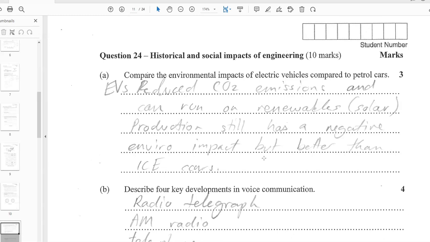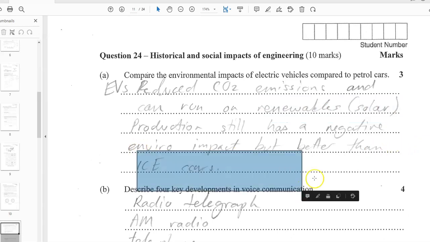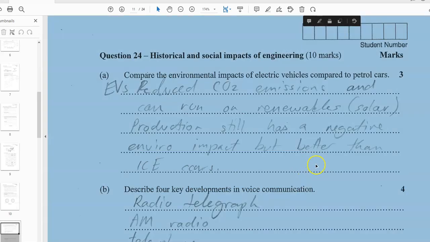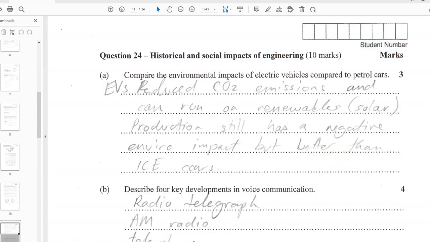So that's what I'm looking for, 3 marks. You don't have to say all of those things, but you need to say that it reduces CO2, or it can be better suited to renewables, or it's more efficient than internal combustion engines. And you can say that it has an overall still negative impact. It's not value positive. We're not getting free energy. Okay, so that's what I'm looking for, 3 marks.